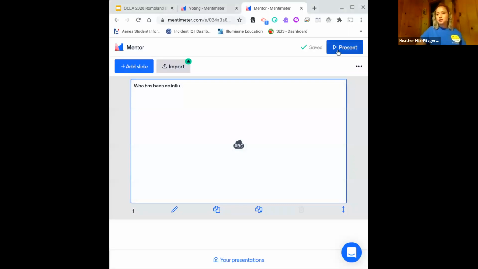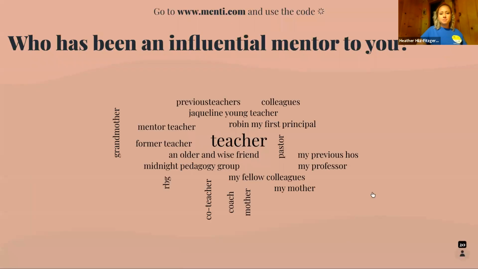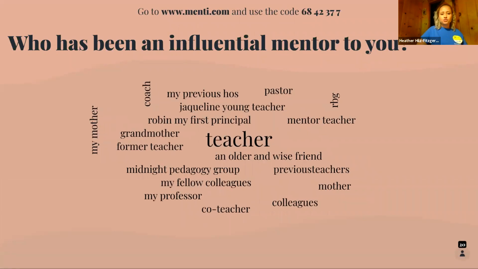As we're doing this Mentimeter, I can present my screen really quick to show some of our results if anybody has put anything in the Mentimeter. Wow, so we have teachers, Midnight Pedagogy Group, yeah. Previous teachers, our mothers, RBG, yes, obviously we have lost one of the greats, and so that was a great reference.